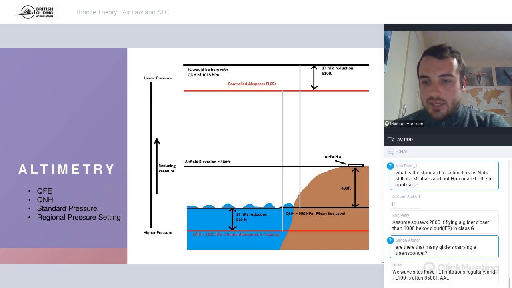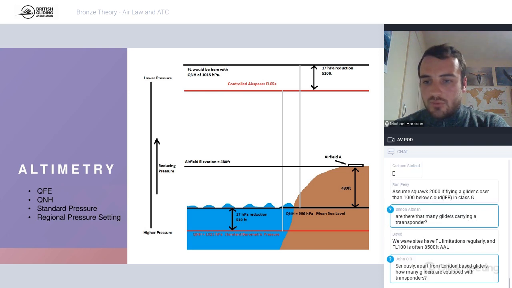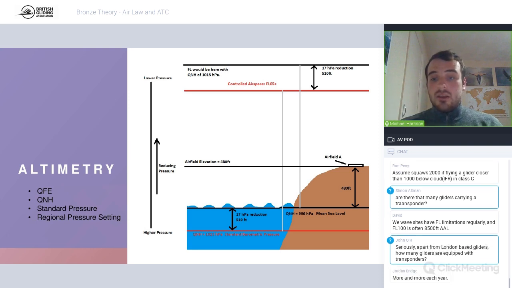Somebody said we wave sites at flight level limitations regularly, and flight level 100 is often 8,500 above airfield level. Yeah, it can be. Flight levels go up and down depending on what the air pressure is, so the flight levels can end up diving if the air pressure gets quite low.